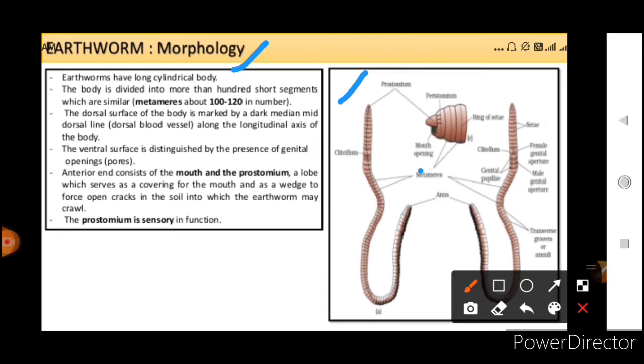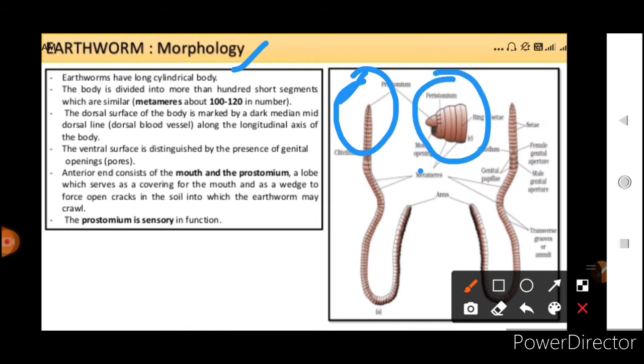Now the ventral surface is distinguished by the presence of genital pores. So on the dorsal side of the body there is a dark median mid dorsal line, and the ventral surface is distinguished by the presence of genital openings. The anterior end consists of the mouth and the prostomium. So the anterior end of the earthworm has a mouth opening and a prostomium.